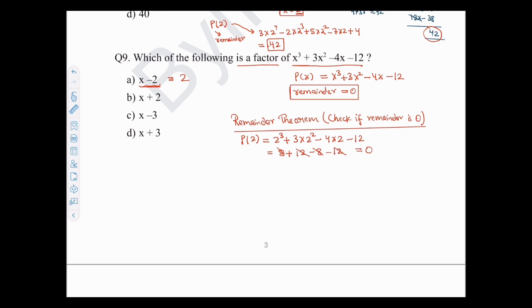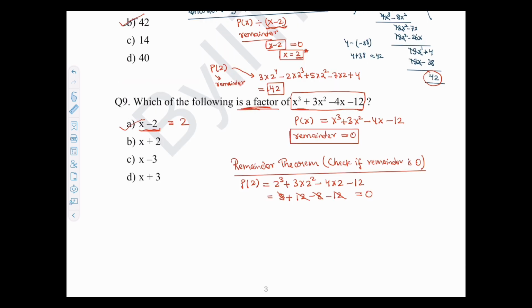So it means x minus 2 is dividing this polynomial and leaving us no remainder. Hence, it's a factor of this polynomial. Hence, option A is the correct option. Now, let's check up with the option number second.